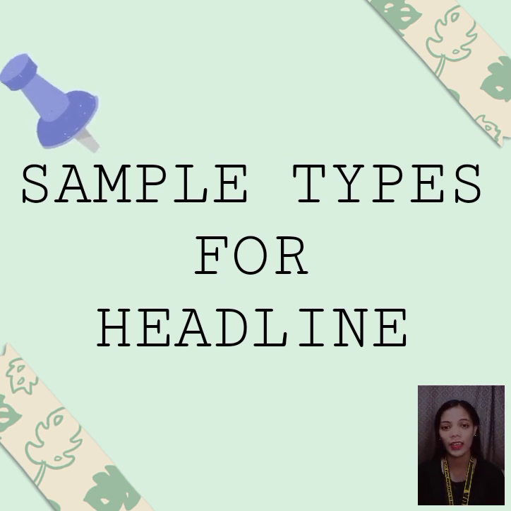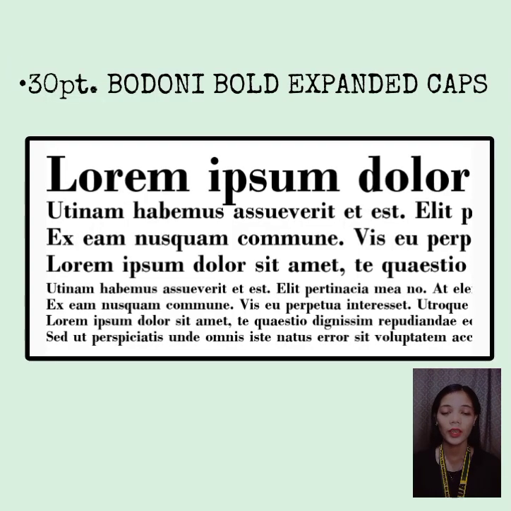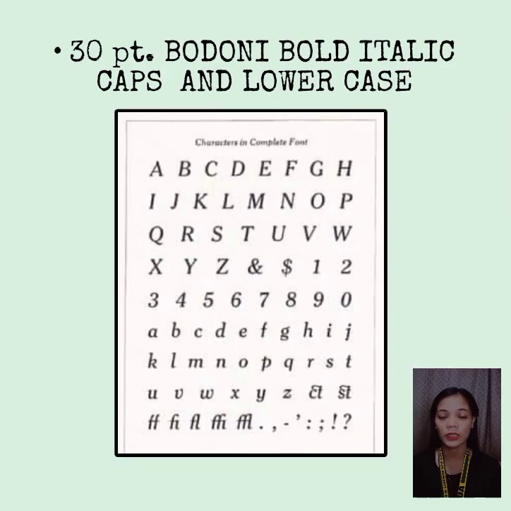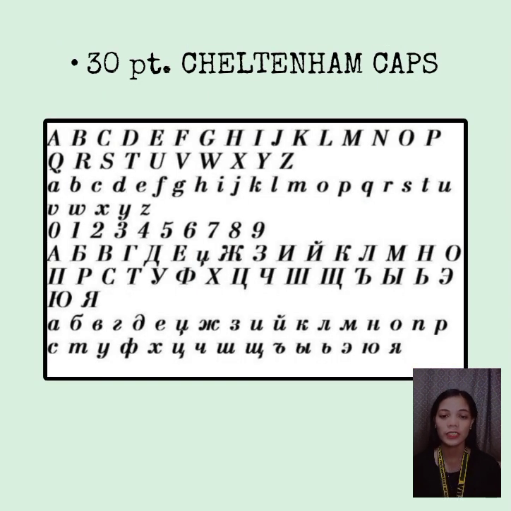In the next slide, I will be showing you the different kinds of fonts that you can use for your headlines. First, we have the 30-point Bodoni bold expanded caps. It is shown on the PPT. 30-point Bodoni bold expanded caps and lowercase. Those are the fonts that you can use for your headlines. And then the next one is the 30-point Bodoni bold italic caps. 30-point Bodoni bold italic caps and lowercase. And lastly, the 30-point Cheltenham caps.